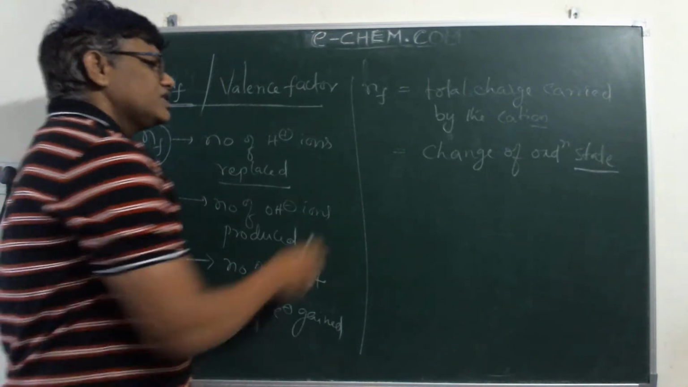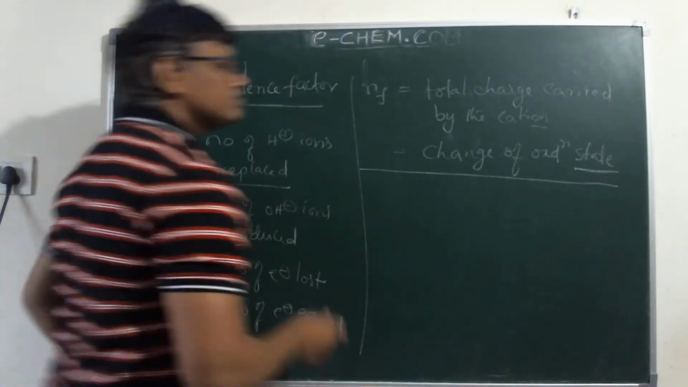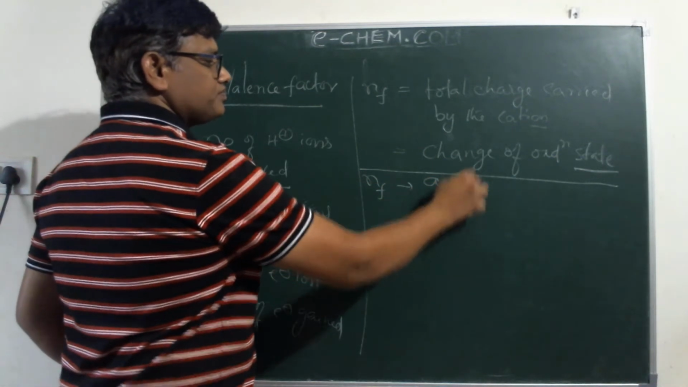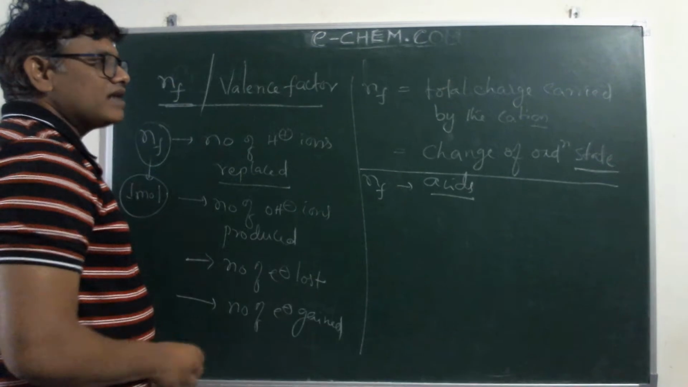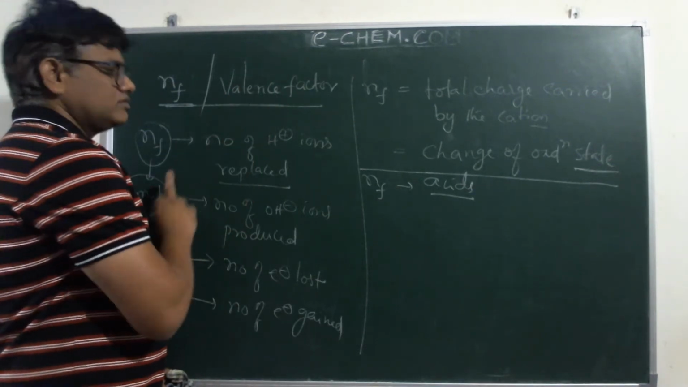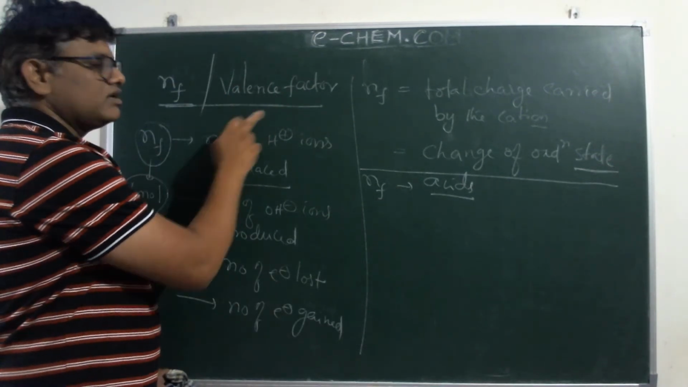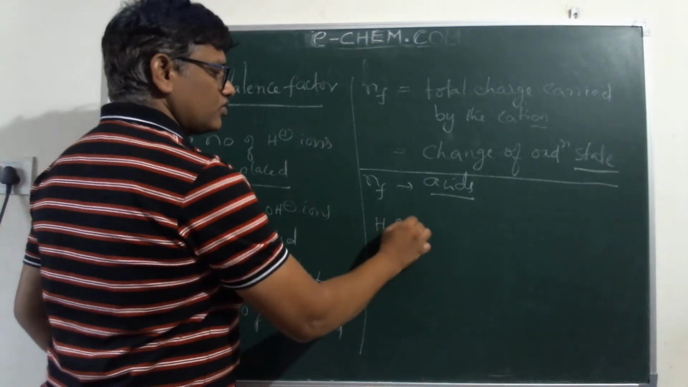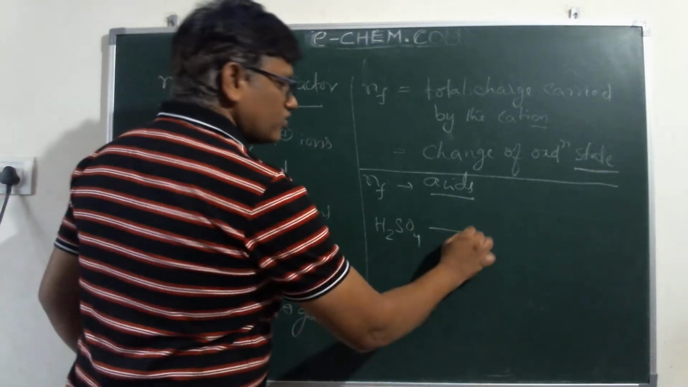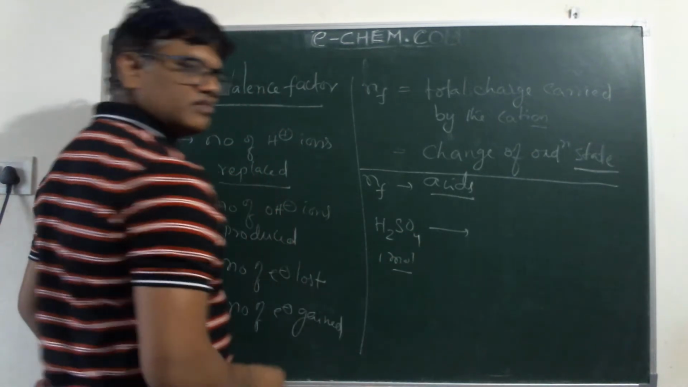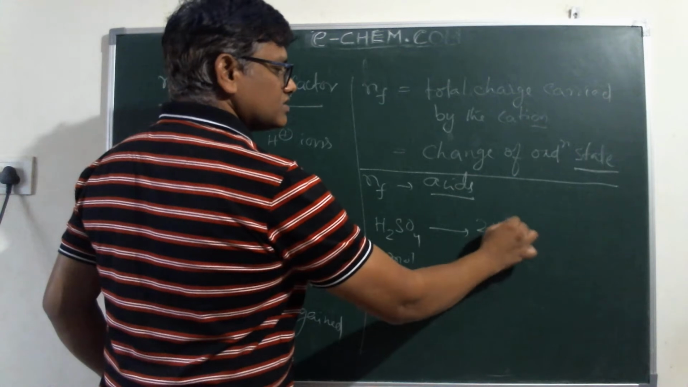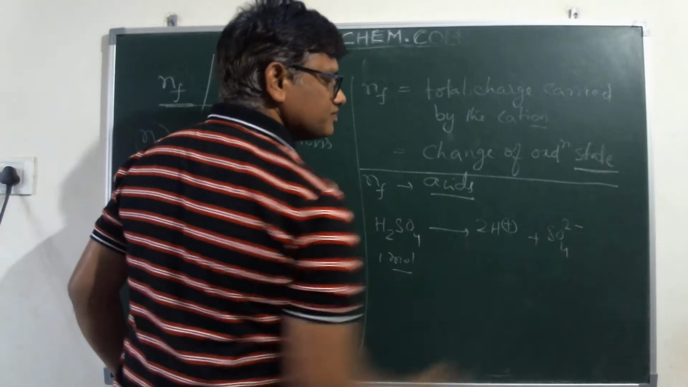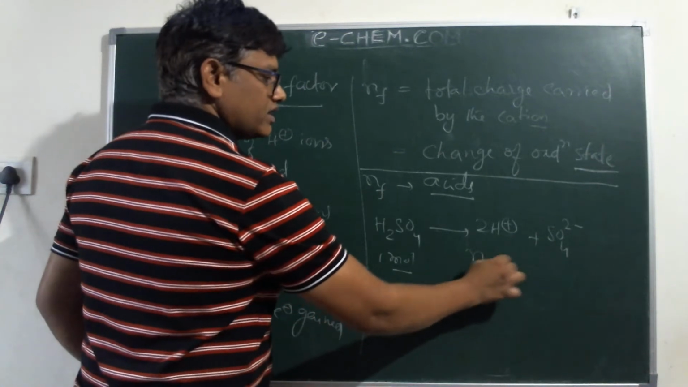So let's illustrate examples for this. I am taking now the calculation of n factor for acids. As I told, for acids it is the number of hydrogens replaced. For example, I am taking H2SO4. If you take 1 mole of H2SO4, it gives 2 moles of H plus on complete dissociation, plus SO4 2 minus. So the n factor is taken as 2.